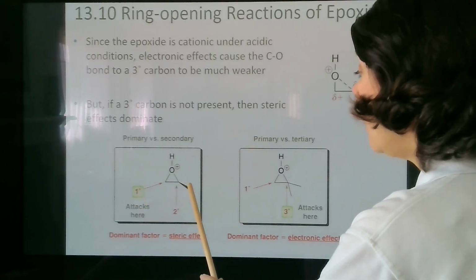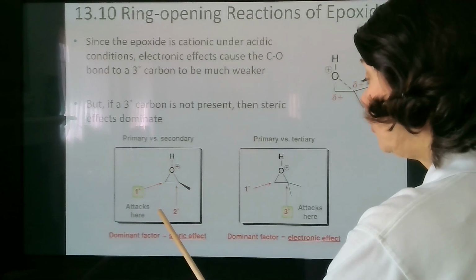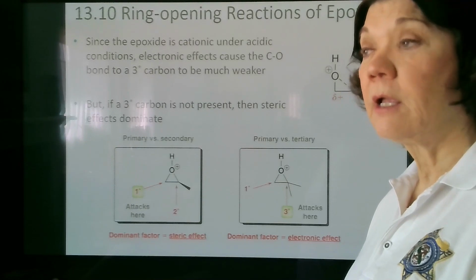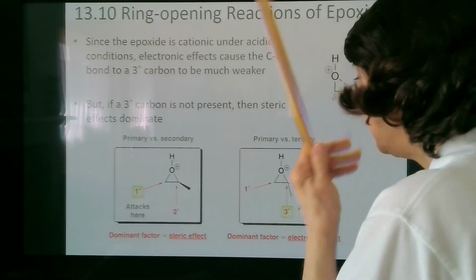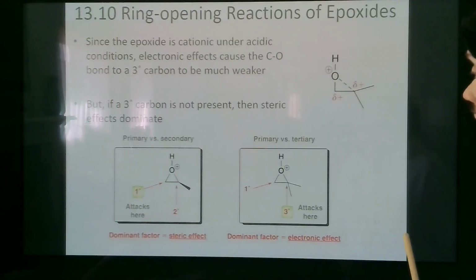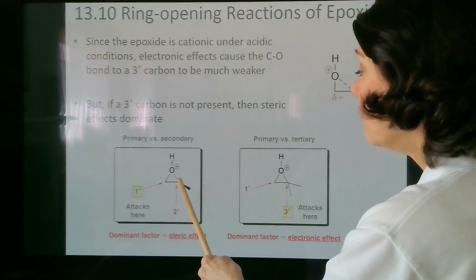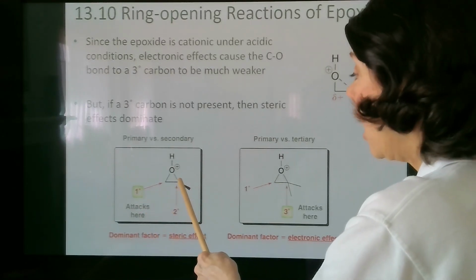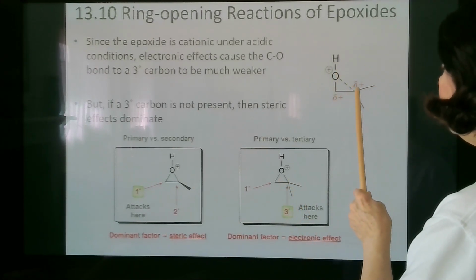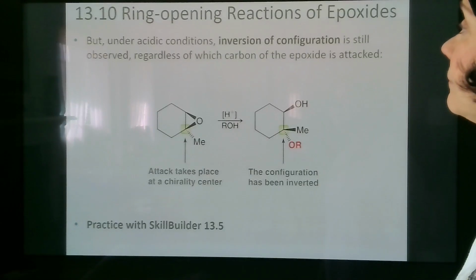If you do not have a tertiary carbon at either end, then it's still dominated by steric effects, just like under basic or neutral conditions. So this is the one exception where you have to remember that it's dominated by electronic effects. It won't be dominated by electronic effects up here because the secondary carbon simply isn't stabilized enough. Here the tertiary carbon is stabilized enough under acidic conditions that attack there dominates.